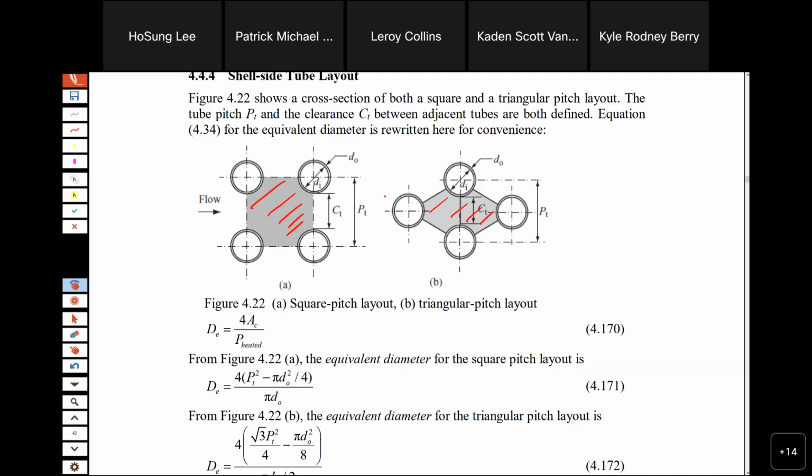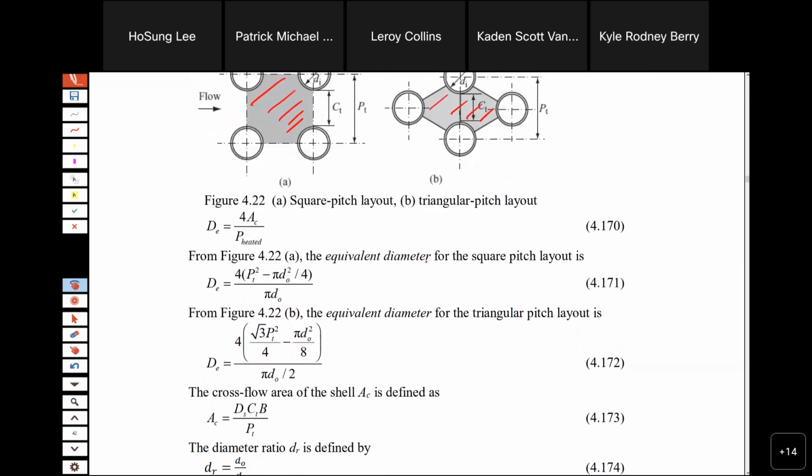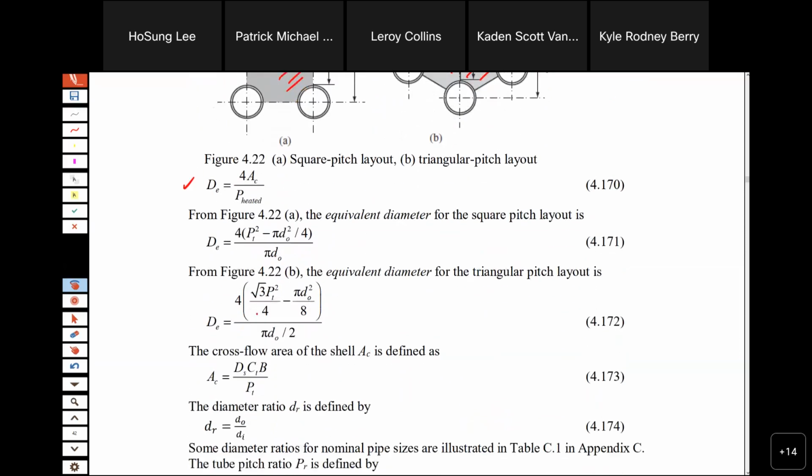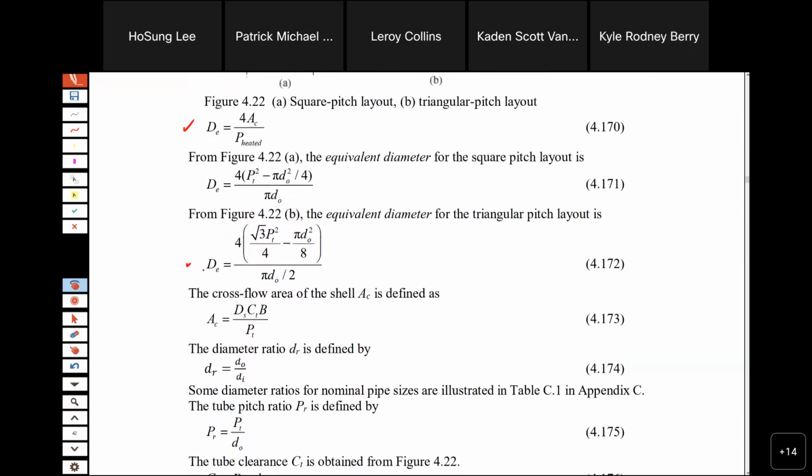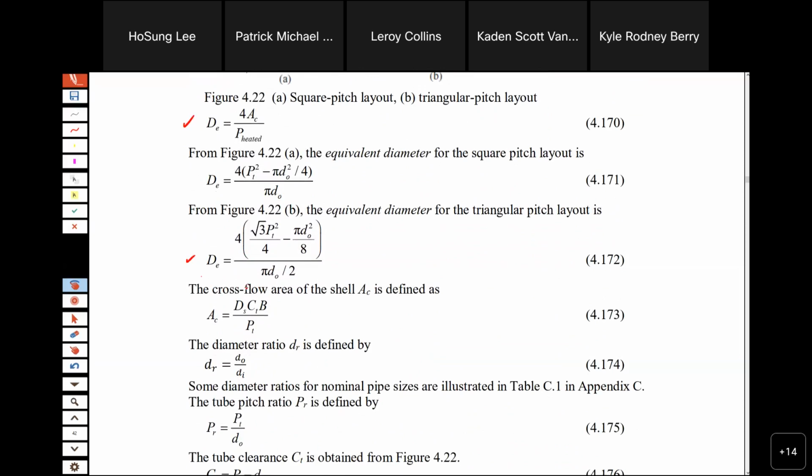So, and then how many units? Basically, we look at the unit cell, and then how many shells. Okay, something like that. And then the equivalent diameter, we know that for triangular pitch there is some suggestion you can use.